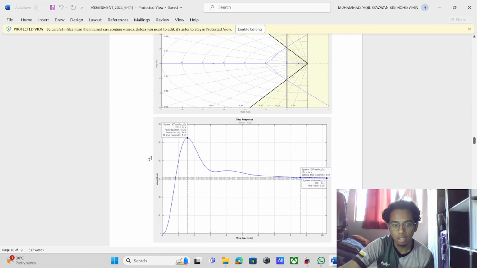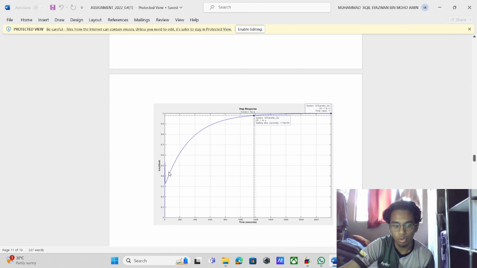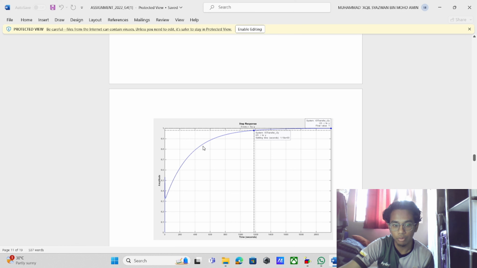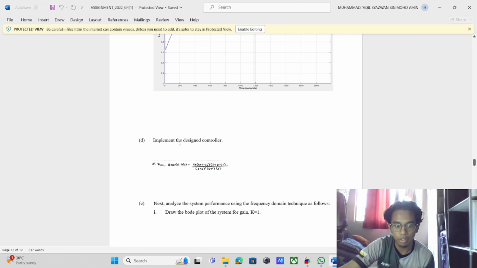So for C, to prove the answer with MATLAB or Simulink, this is what we get for the PD controller. At the PD controller, we have peak time at the transient, and we can see the steady state. After we put the PID controller, we can see we don't have peak time at the transient, and we can see the smooth steady state error. So this is how we improve: we don't have peak time, and the steady state, you can see, we improve. So the last question, D, is to implement the designed controller.